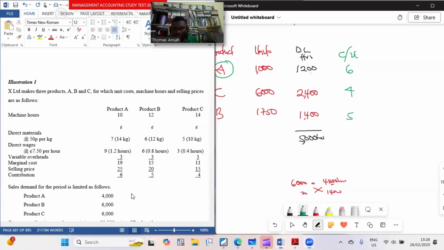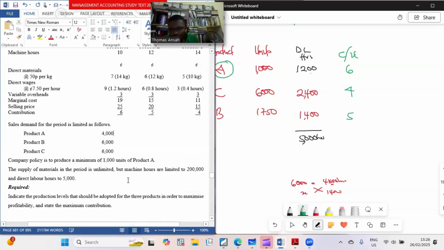Okay, so there was a statement here that company policy is to produce a minimum of this. And if you don't take care and you rank B first, you realize that you can produce more of this, but you can't, you'll be having less. But it is compulsory that they must produce this. All right, so what is the profit that we are supposed to be getting? Contribution from this using these products. These are the products.